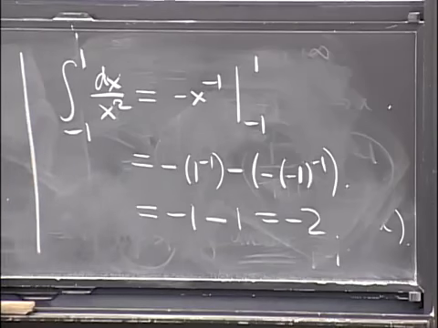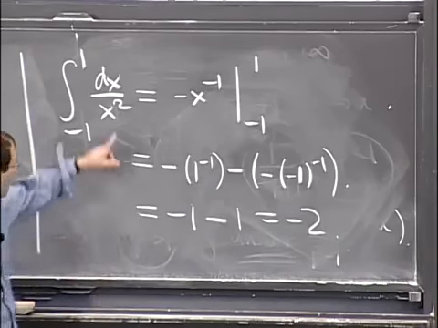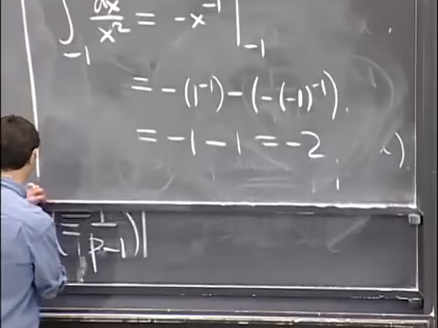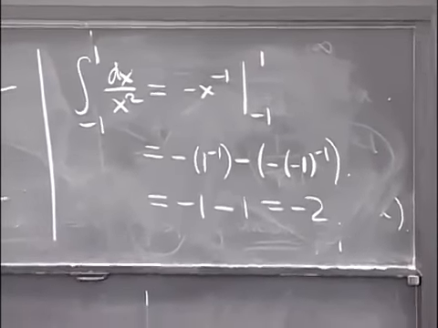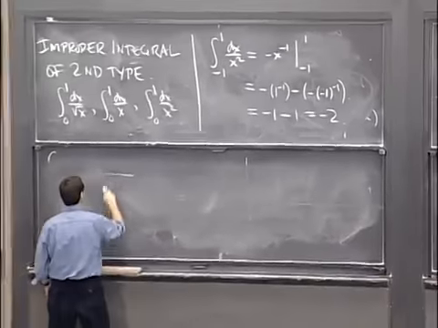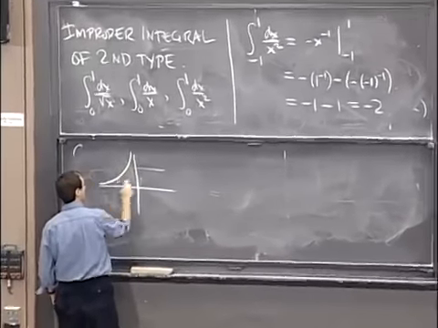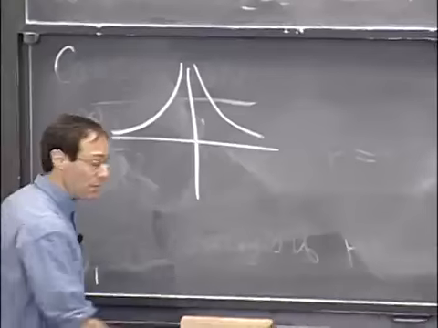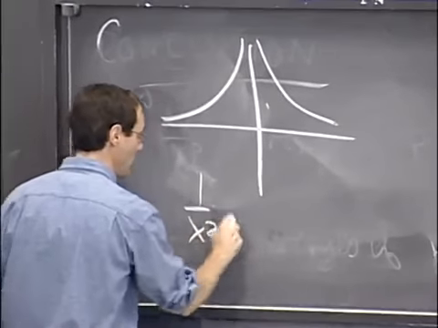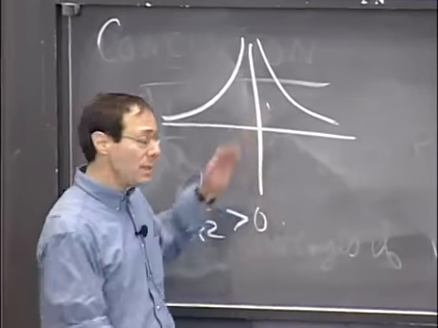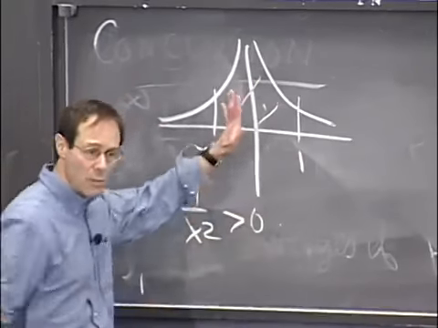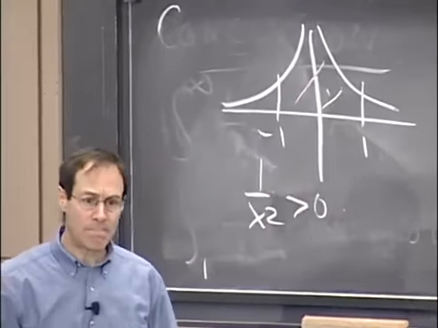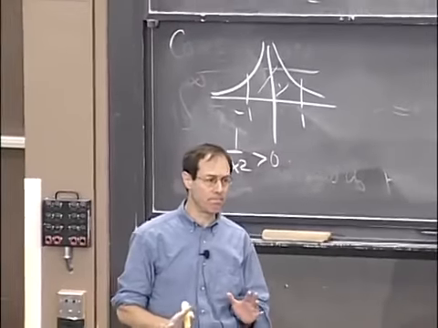Now, this is ridiculous. This function here looks like this, okay? It's positive, right? 1 over x squared is positive. How exactly is it that the area between -1 and 1 came out to be a negative number? All right? That can't be.